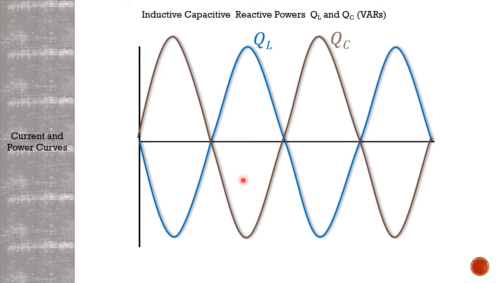My two reactive powers are 180 degrees out of phase. And this is a really wonderful thing, because when my capacitor wants energy, my inductor doesn't want energy. And so we can use our inductive energy to supply our capacitive circuit. And when my inductor wants energy, my capacitor doesn't want energy. And so my capacitive component will actually feed my inductive component.